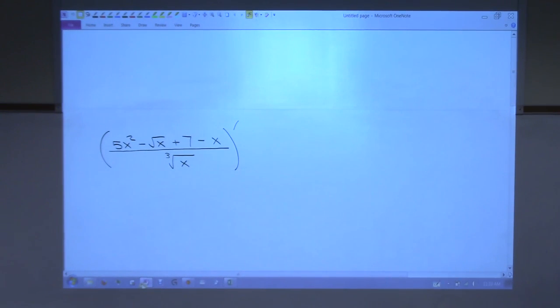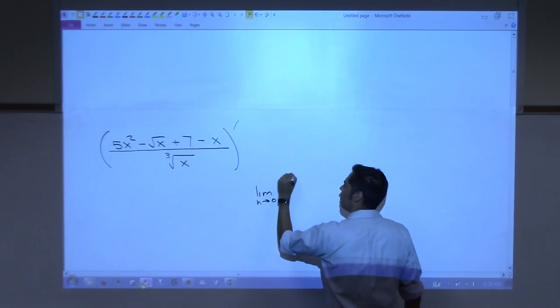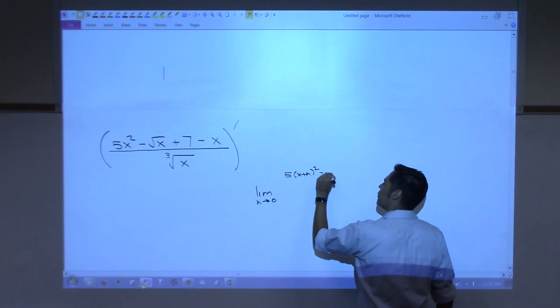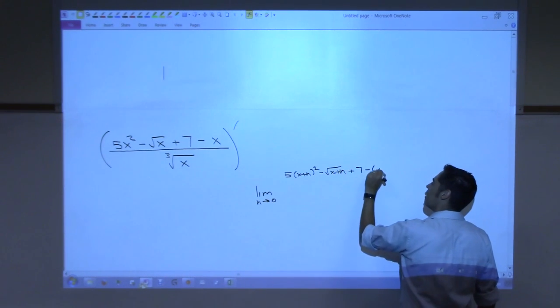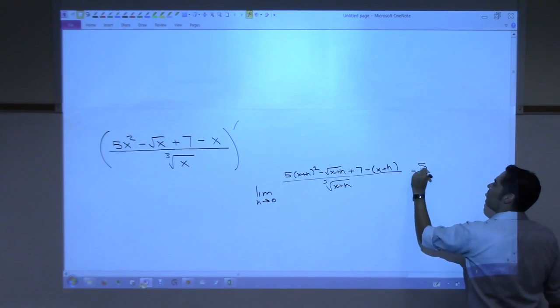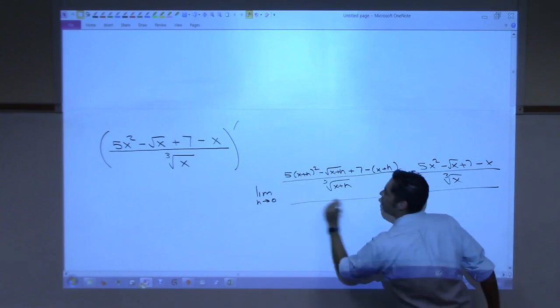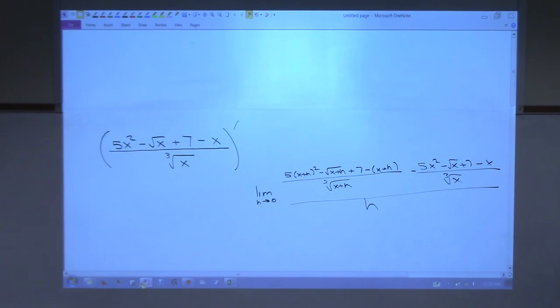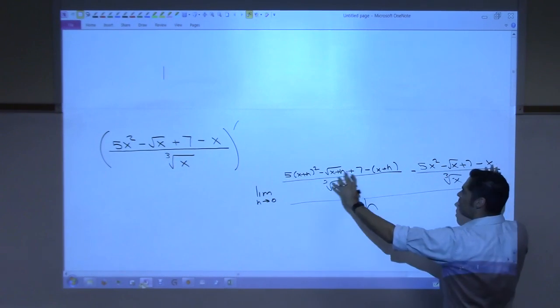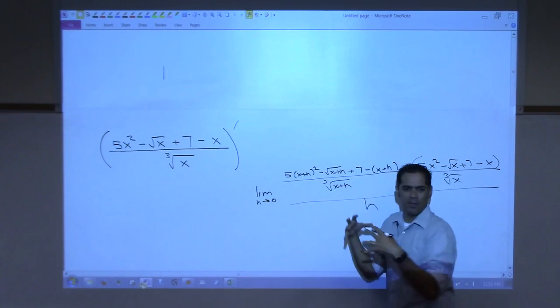Just for some appreciation of how good this rule is now, I just want to write something down for you. Limit h goes to 0, 5 times (x plus h) squared minus the square root of x plus h plus 7 minus (x plus h), over the cube root of x plus h, minus the quantity 5x squared minus root x plus 7 minus x all over the cube root of x, all of this over h. Would you want to try and figure out what that is? Can you imagine what this would be like? You get a common denominator first. Imagine just multiplying this by that denominator up here and down here, and then trying to put it together.